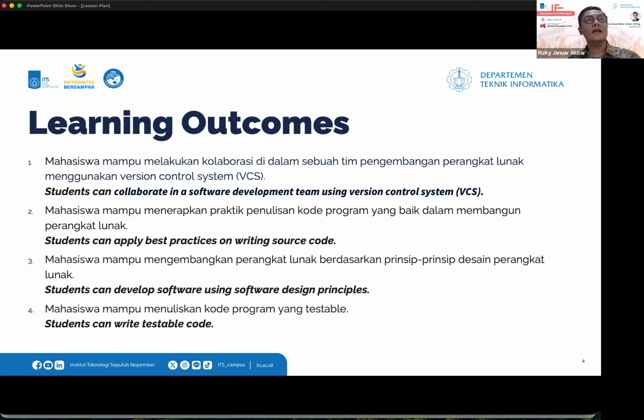Third, students can develop software using software design principles. We have several design principles. Maybe in software design you already got some, for example the SOLID principles. The S stands for single responsibility principle. The O stands for open-closed principle. The L stands for Liskov substitution principle. The I stands for interface segregation principle, and the D stands for dependency inversion principle.